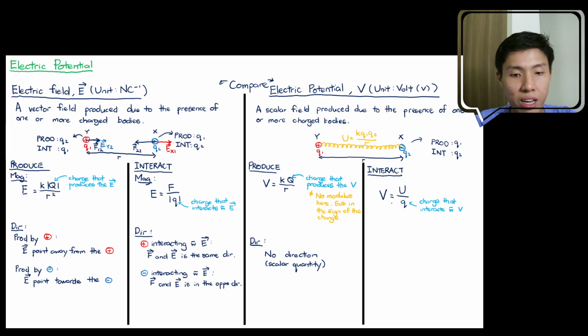Again, for interaction, there's no direction because it's a possession of electric potential energy. Electric potential energy is also a scalar quantity. Energy has no direction. So we're not going to talk about direction over here.